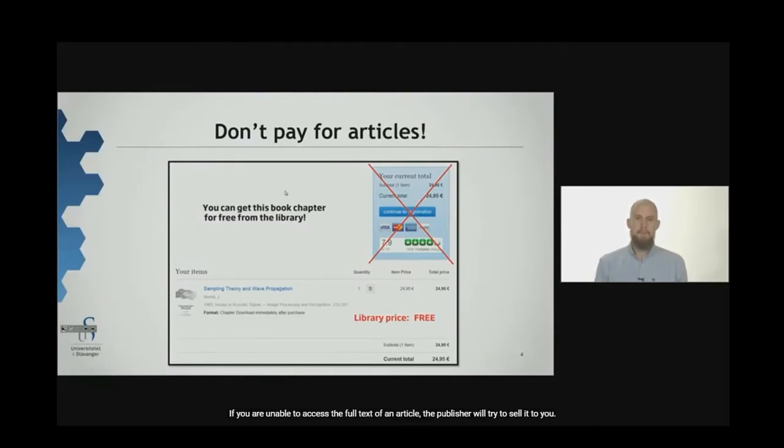If you are unable to access the full text of an article, the publisher will try to sell it to you. Don't buy articles. Ask the library for help. Send us an email or visit us at our front desk.